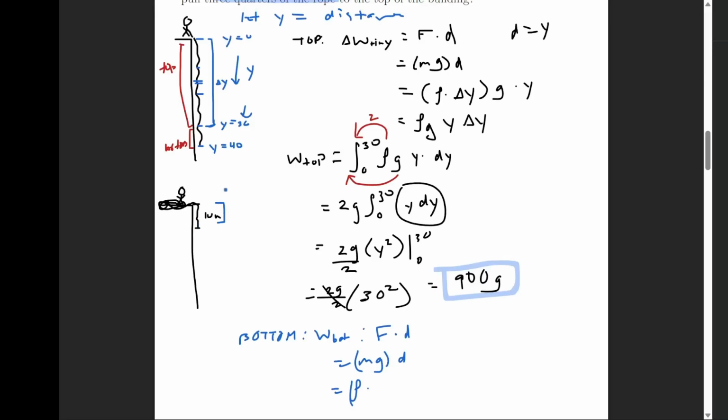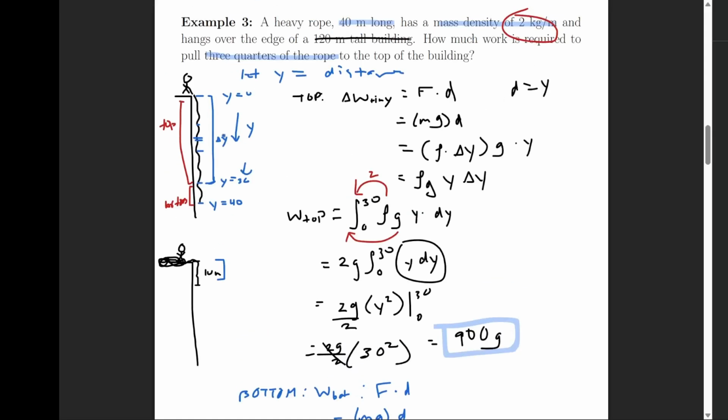The reason why we go piece by piece in the top part is that this piece right here is going to be moving up this distance, but the piece down here is going to be moving up a different amount of distance. So the work on these two pieces is different.